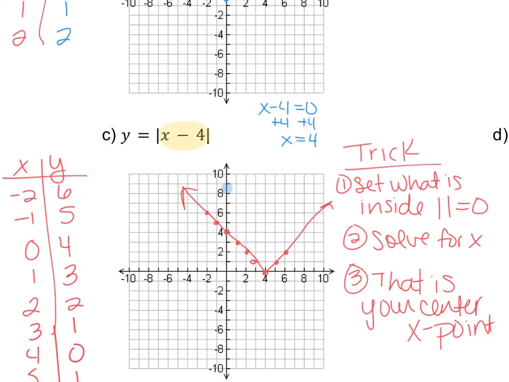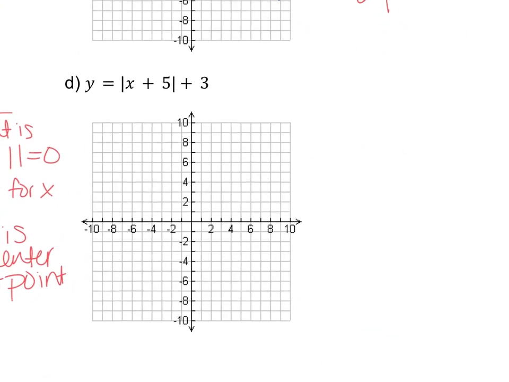So right there, look, we got 4 as our center x. So that's kind of the trick to help you pick your points so you don't have to spend all day picking a million points. Let's do another one.